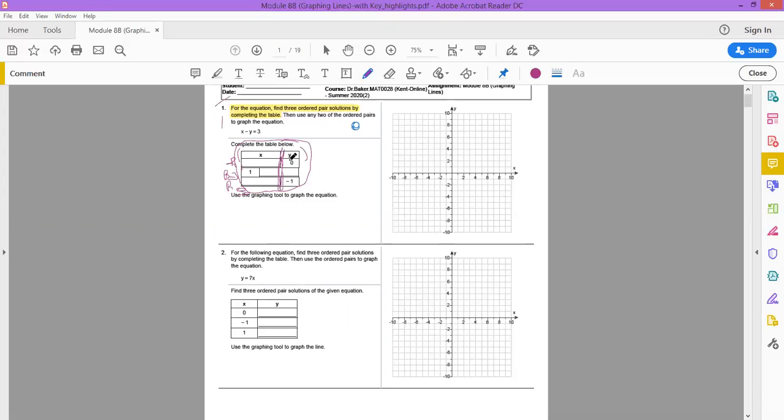Now row 1, we have the y coordinate is 0. So using our equation, we're going to substitute 0 for y. Look at our equation, it's x minus y equals 3. Where y is, you would substitute 0. So it'll become x minus 0 equals 3. So x minus nothing, therefore x is equal to 3.